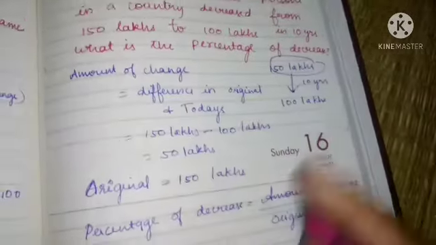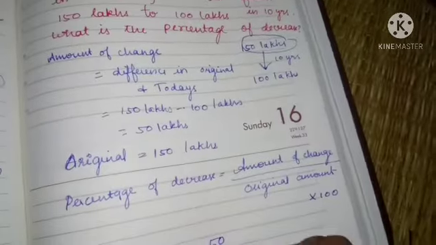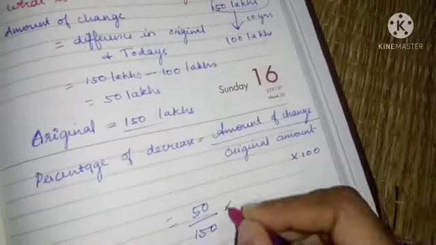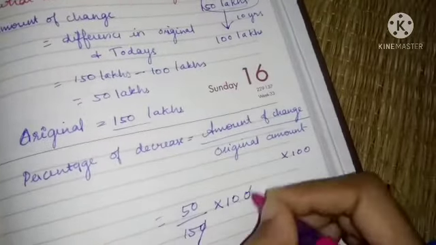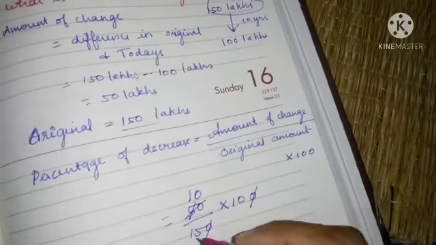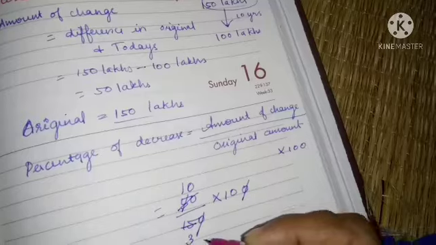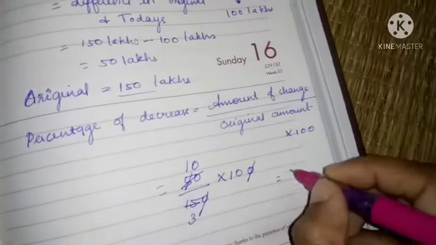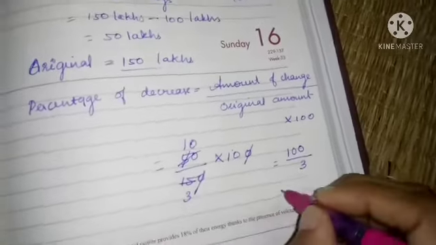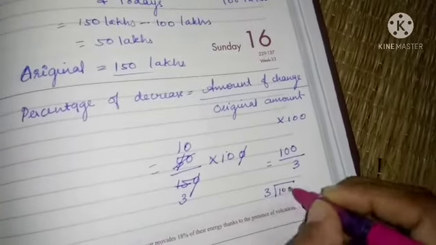What is the amount of change here? 50 lakhs divided by original amount 150 lakhs into 100. The zeros cancel. 5 ones are 5, 5 threes are 15. So you are getting 10 into 10, 100 divided by 3. You can do this division.